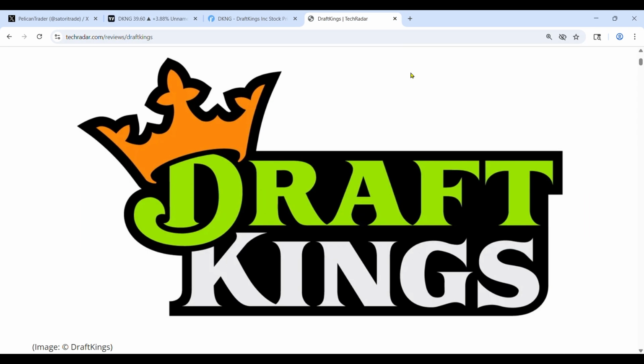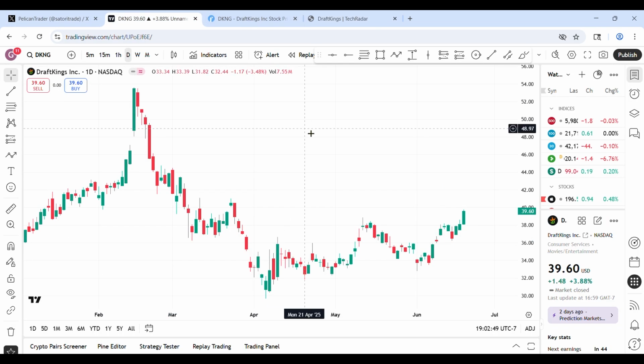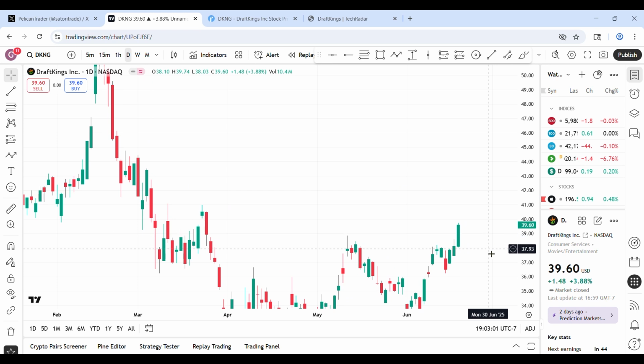Today, we're going to be taking a look at the chart of gaming platform DraftKings. And when we take a look at the chart, we're going to simply be looking for two things. One, what is the direction of the trend? And two, are there clues as to where the big money is stacked up, patiently waiting to buy or to sell? So the first step is let's assess the trend.